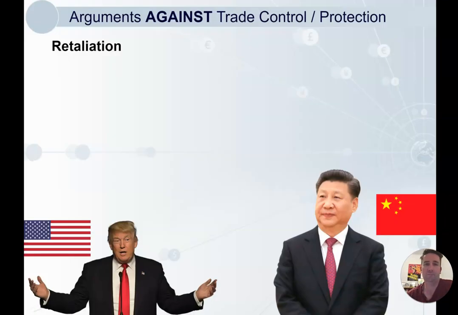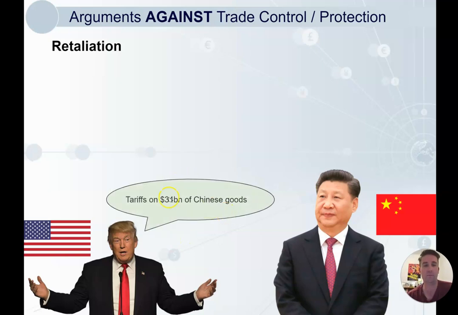Retaliation. If you put in place trade protections or tariffs, it's pretty naive to think that your trading partners won't respond or retaliate. And this is exactly what happened. There was a trade war between the US and China. Pretty much what happened, Trump says there's going to be tariffs on $34 billion of Chinese goods. On goods that the US would normally spend $34 billion importing from China, they put tariffs on those goods so that they wouldn't buy as much from China.